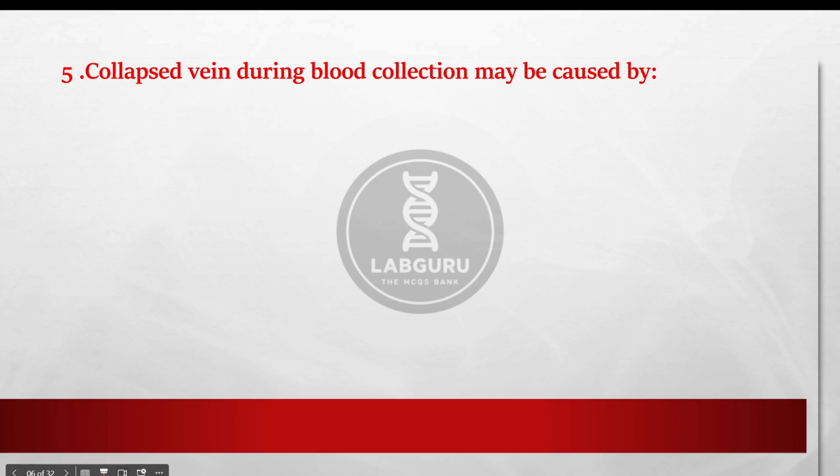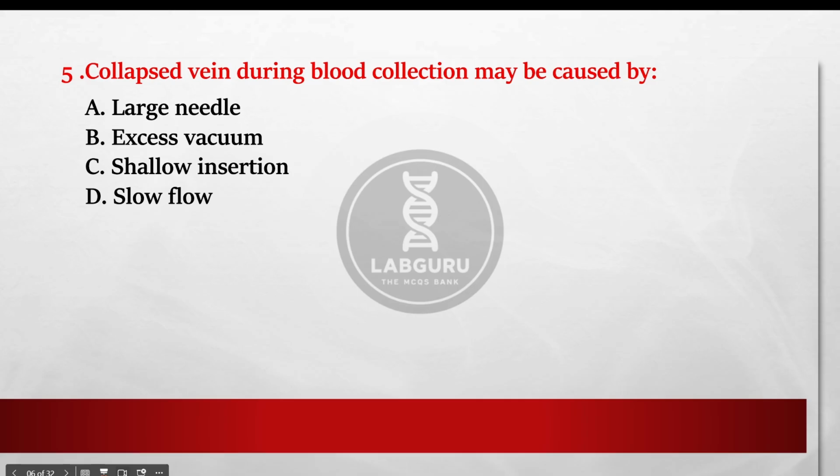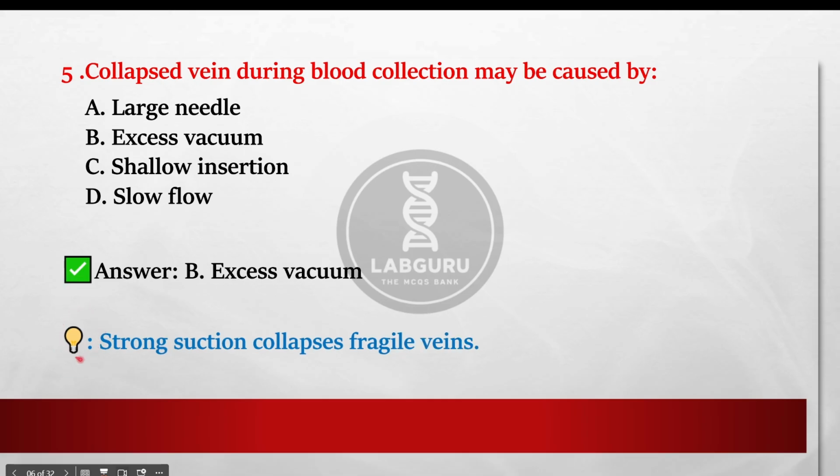Next, a collapsed vein during blood collection may be caused by: option A is a large needle, option B is excess vacuum, option C is shallow insertion, and option D is slow flow. The right answer is option B, excess vacuum, because of strong suction. Strong suction collapses fragile veins.